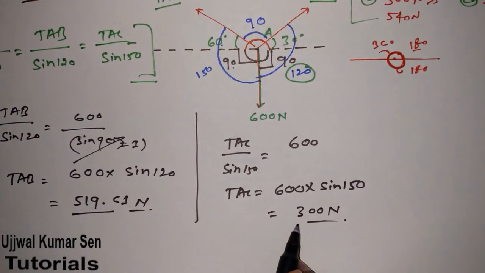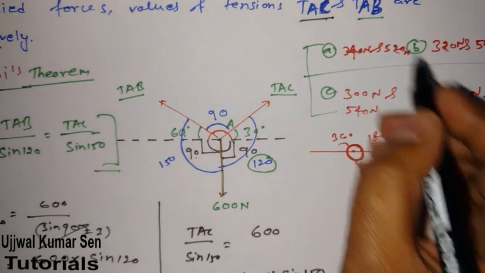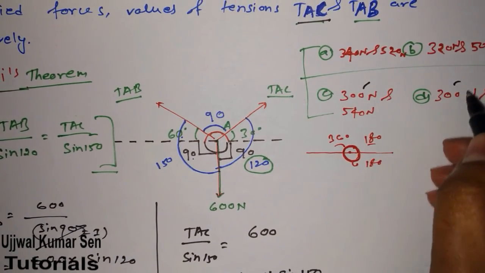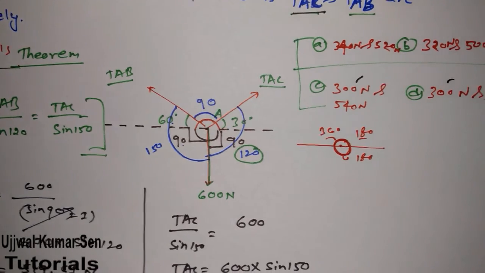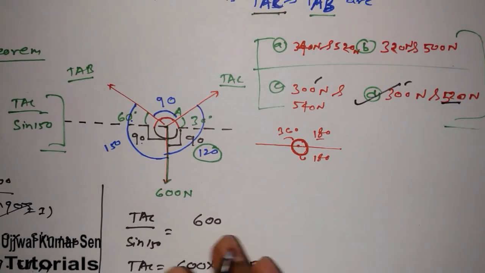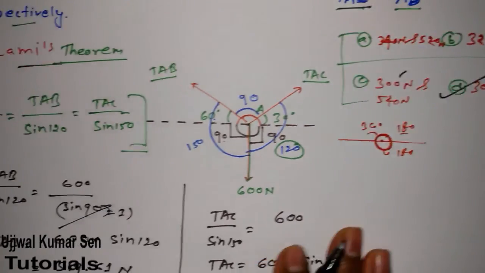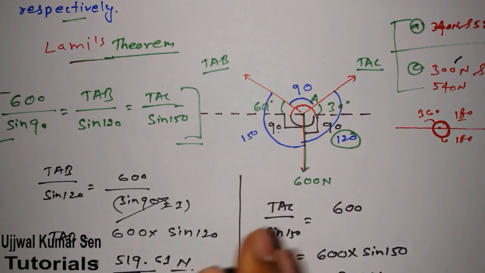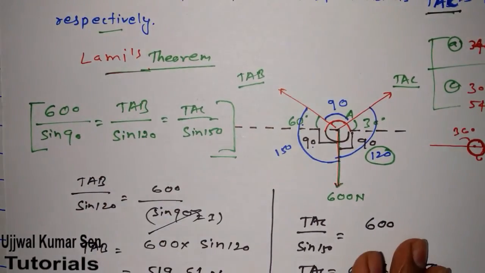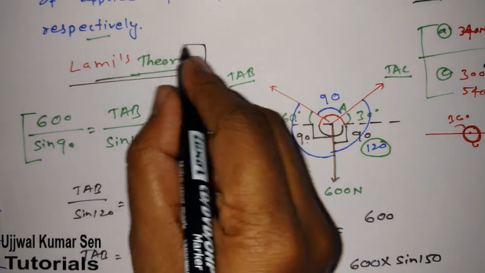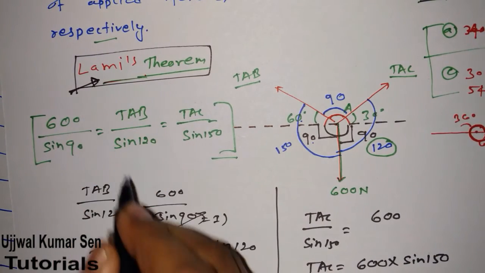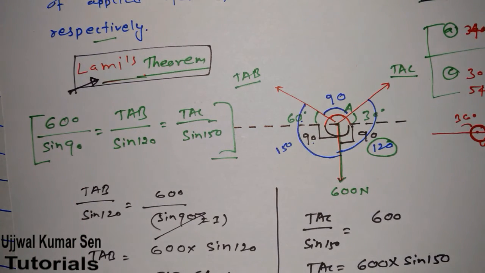So TAB and TAC. So here TAC is 300. Here matching, and TAB is approximately 520. Which one is matching? Yeah, so option D is the right answer. Now let me share with you a simple trick. If you want to solve a problem related to Lami's theorem, so basically this is a question of what? Lami's theorem. If you know Lami's theorem, then you can solve the problem quite easily. If you don't know, then don't try to even solve it.